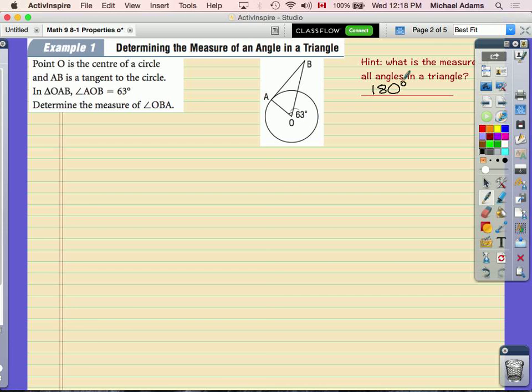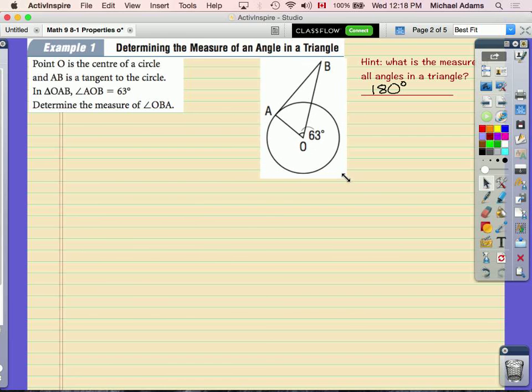Okay, so if we take a look in this example, let me just make this a little bigger. There we go. We're told this angle here is 63 degrees. Now, look at the question. It says determine the measure of angle OBA. So what's OBA? When we look for angles, we look at the middle letter, which is B. So here's B. So now we go OBA. This is our missing angle. Now this angle is 63. We're told that. So what about this?